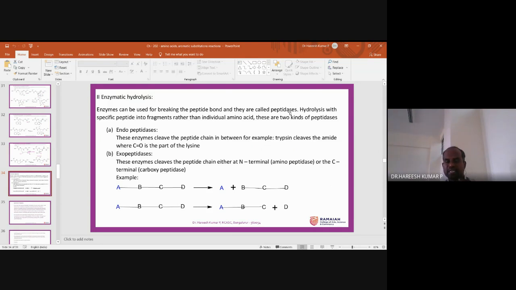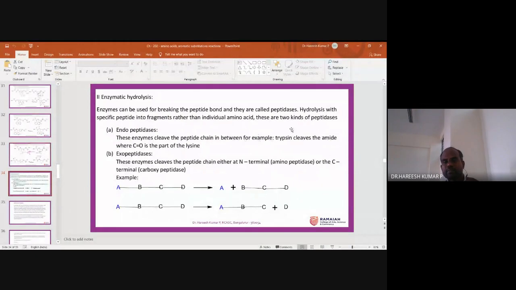So peptidase is an enzyme that cleaves peptides into two fragments. That means hydrolysis of a specific peptide into fragments. When you are using an enzyme, it is possible to get only two fragment products, not individual amino acids. Individual amino acids are not possible with enzymatic hydrolysis. So by using an enzyme, one can only make a peptide into two fragments.